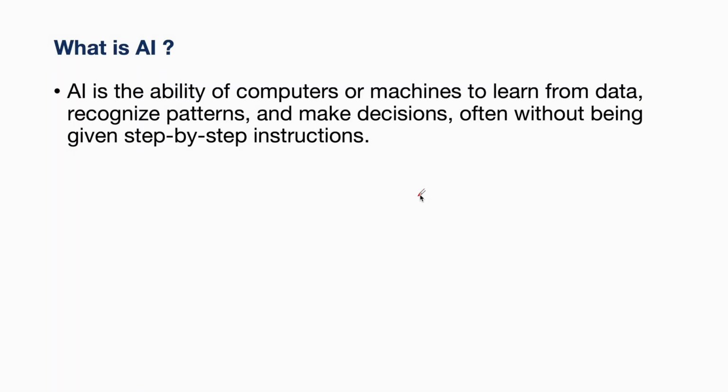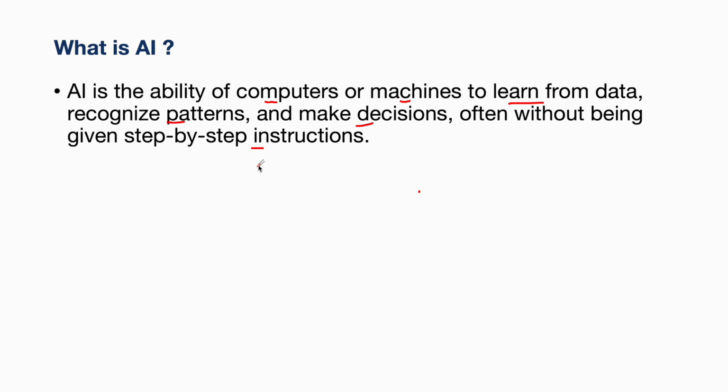Now, let us understand what is AI, that is artificial intelligence. AI is the ability of computers or machines to learn from data. Just like a child learns by looking at images, computers can also learn from data and images, right? That is called artificial intelligence. AI is the ability of computers or machines to learn from data, recognize patterns, and make decisions, often without being given step by step instructions.